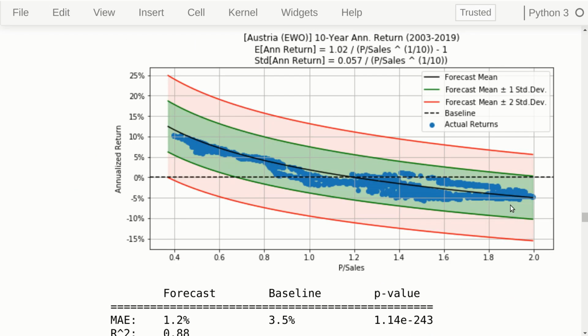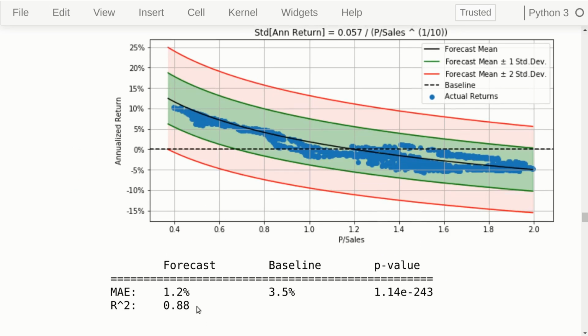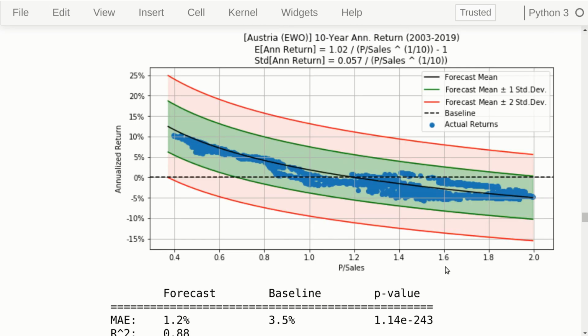The plot shows us that the blue dots fit a lot tighter around the forecasted mean, and the R-squared value is 0.88. But again, we have the problem that the last start date for a 10-year period is in 2009, so the start dates only range between 2003 and 2009, so it's not a lot of data, it's about 6 years, and so this result should be taken with a grain of salt.